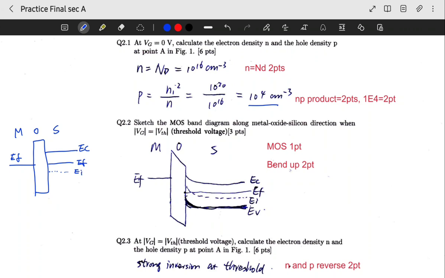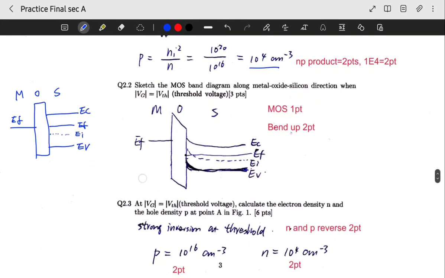and EI, also EV. So EI is the midpoint between EC and EV, and EF, since we are talking about the P-type, EF should be near the EV, below the EI.